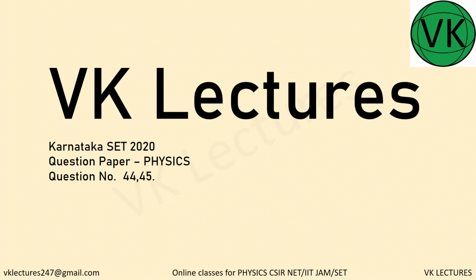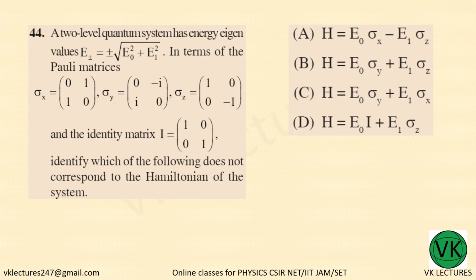In this lecture, we are discussing the following question from the physics question paper of Karnataka SET 2020. A two-level quantum system has an energy eigenvalue E plus-minus equal to plus or minus under root E naught square plus E1 square. So here we have a quantum system which has these eigenvalues.